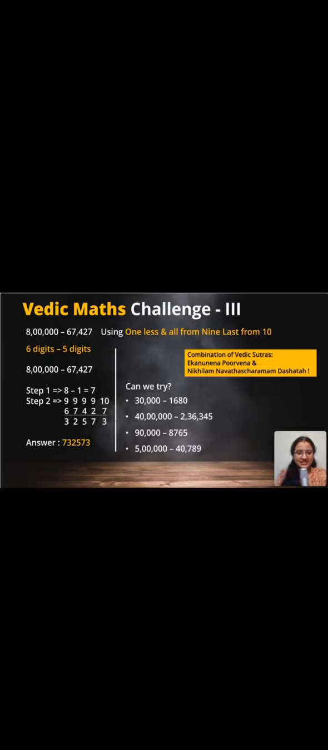All right. Last but not the least, let's look into this. 5 lakh minus 4789. We'll start with Ekan Nunena. 1 less than 5 is 4, followed by all from 9, last from 10. So 9 minus 4 is 5. 9 minus 0 is 9. 9 minus 7 is 2. 9 minus 8 is 1. And 10 minus 9 is 1. 4 lakh 59 to 11. Perfectly the right answer. 459 to 11.